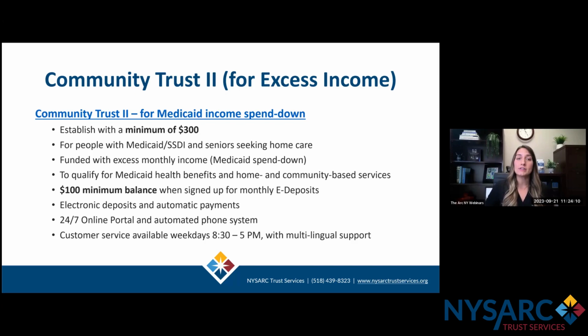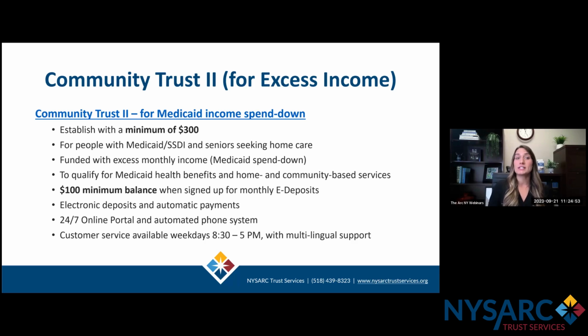We do ask that individuals keep a minimum of $100 in this account because these are pooled trusts. A person is generally depositing their income in and using it in that same month in order to pay bills that are going to allow them to live independently for as long as possible. The goal of this program is to help people not have to impoverish themselves in order to access Medicaid services. So by putting their excess income into the trust, they can pay things like their rent or their mortgage, utility bills, things that are going to allow them to maintain their standard of living and live at home with comfort and dignity for as long as possible.